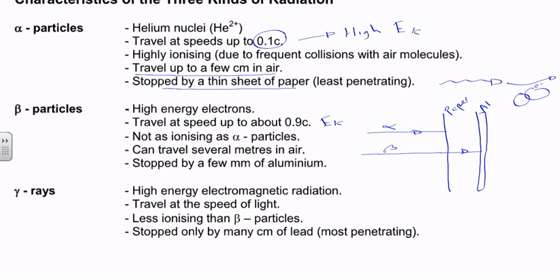And the last one is gamma rays. A high energy electromagnetic radiation that travels at the speed of light, and is less ionizing than beta particles.